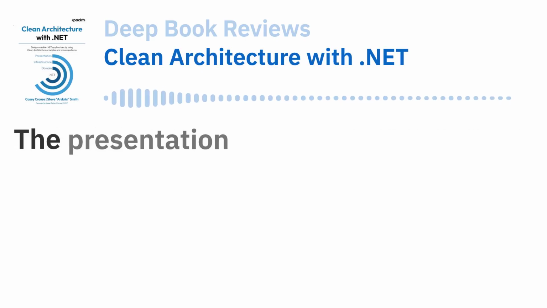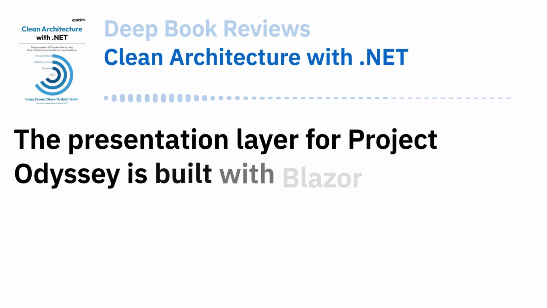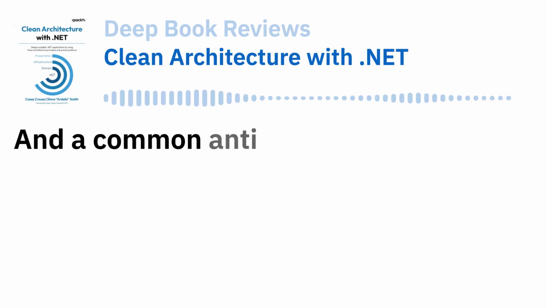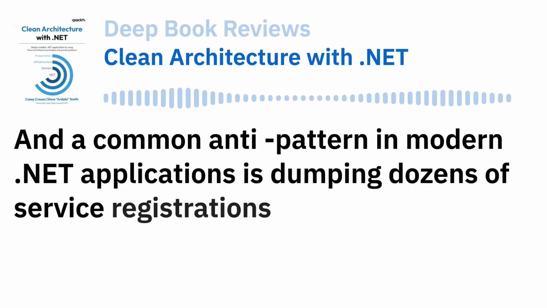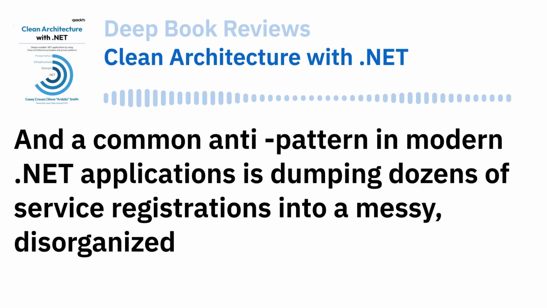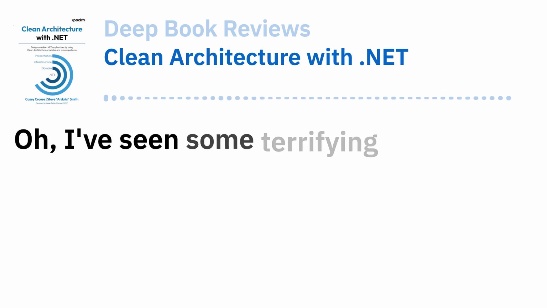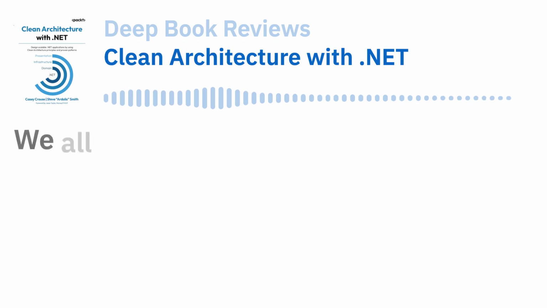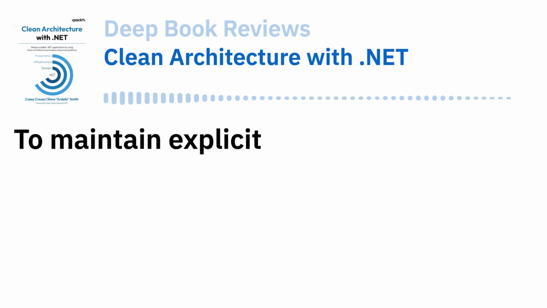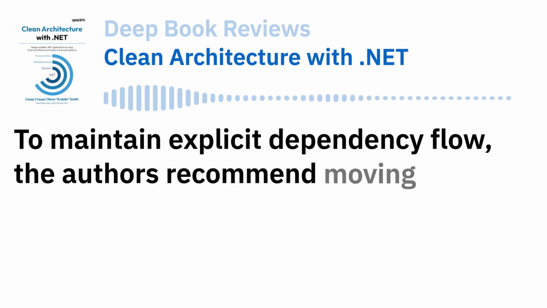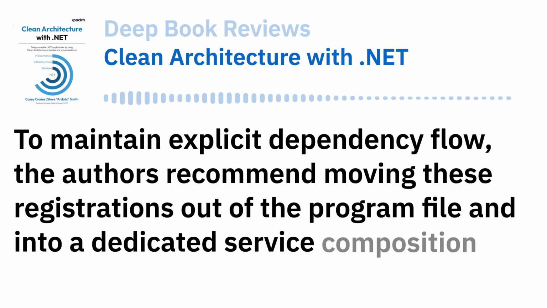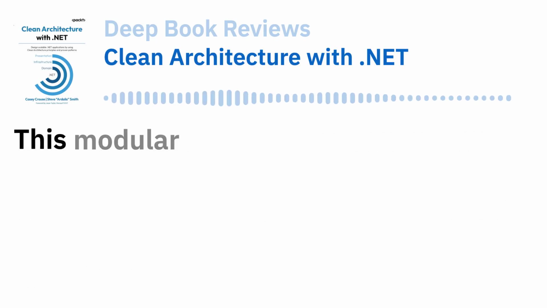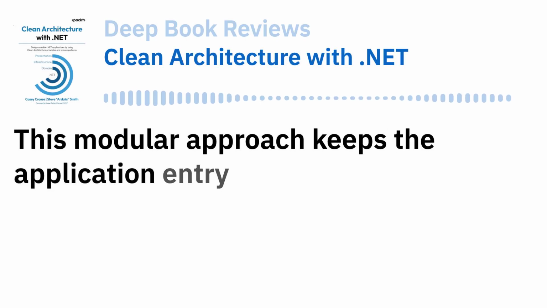Let's do it. The presentation layer for Project Odyssey is built with Blazor Server, and a common anti-pattern in modern .NET applications is dumping dozens of service registrations into a messy, disorganized program file. Oh, I've seen some terrifying program files in my time. We all have. To maintain explicit dependency flow, the authors recommend moving these registrations out of the program file and into a dedicated service composition root class. This modular approach keeps the application entry point clean.